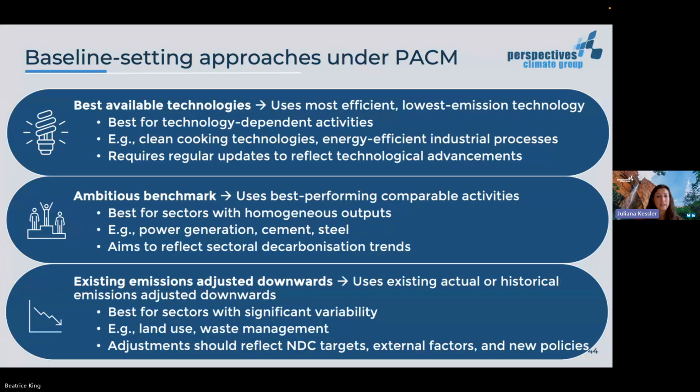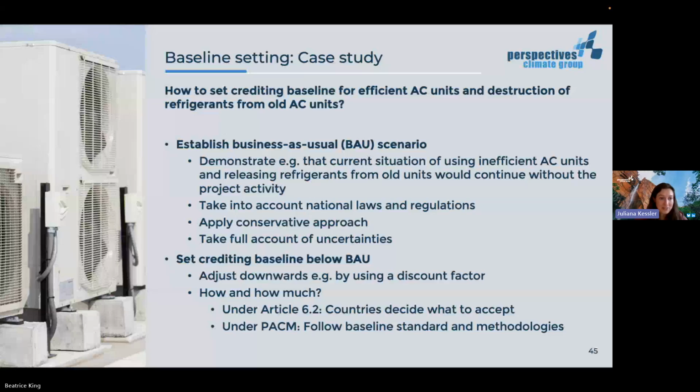Then we have the last one, existing emissions adjusted downwards. And this is best for sectors that have very different outcomes, like land use and waste management, and this downward adjustment should then reflect the NDC targets and is to be done based on external factors. Jumping to the next slide, we go back into the case study. So over to Hanna.